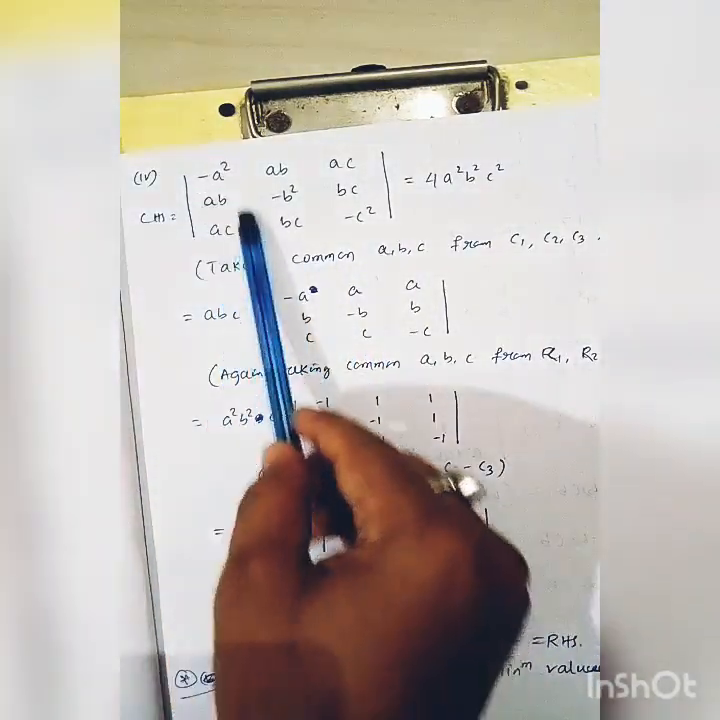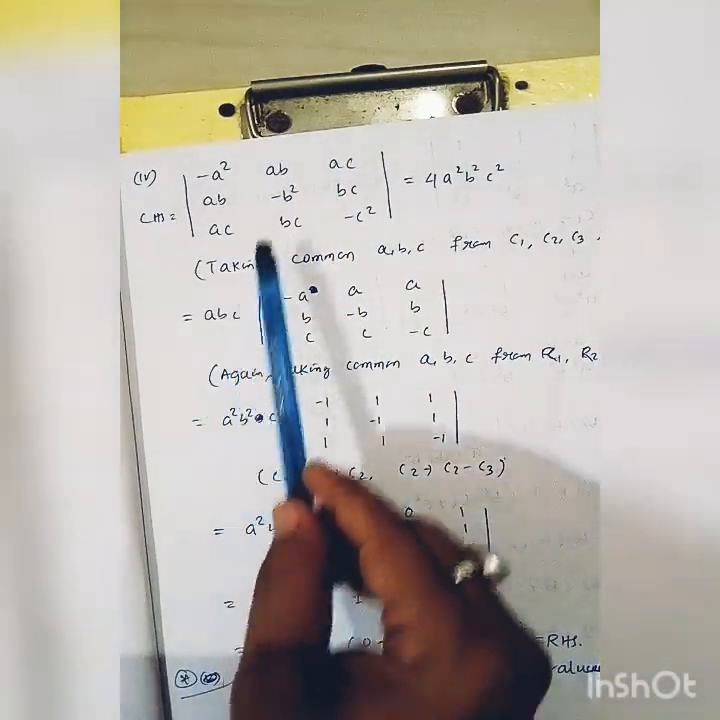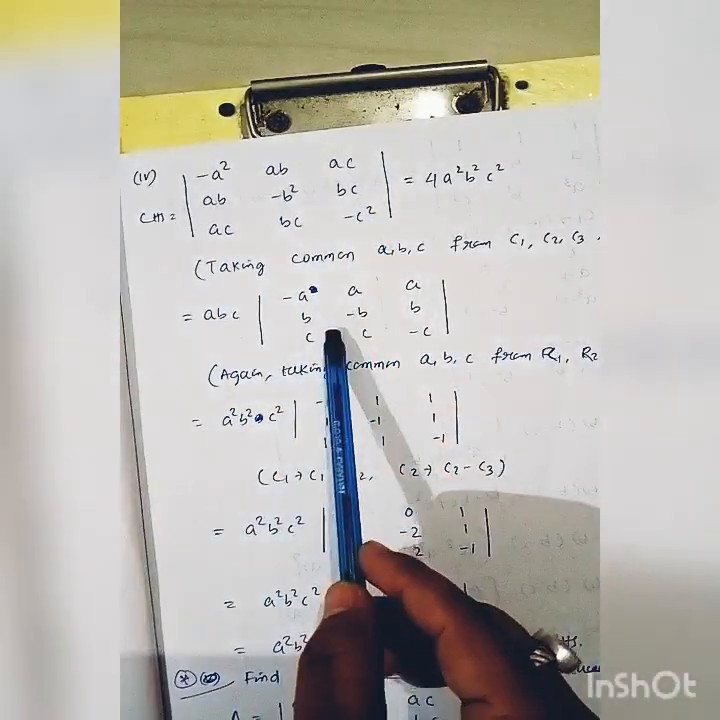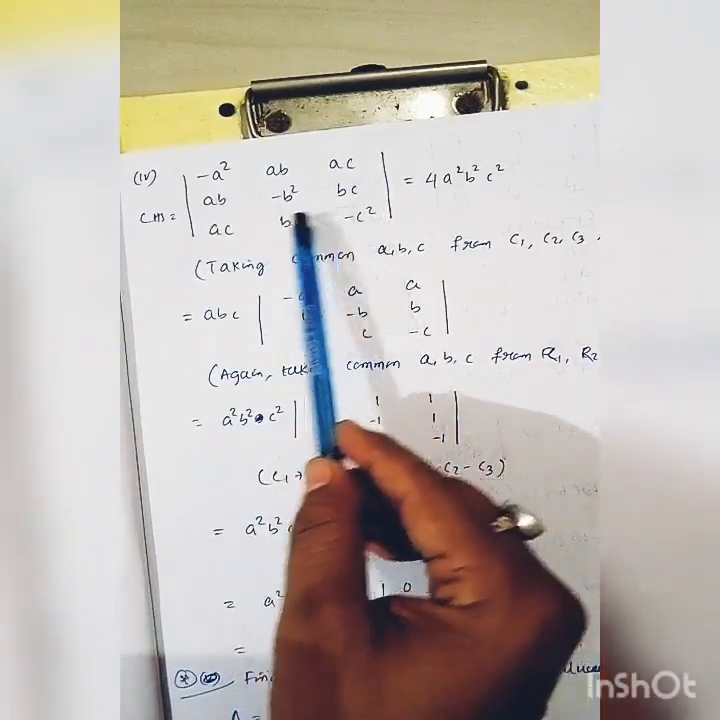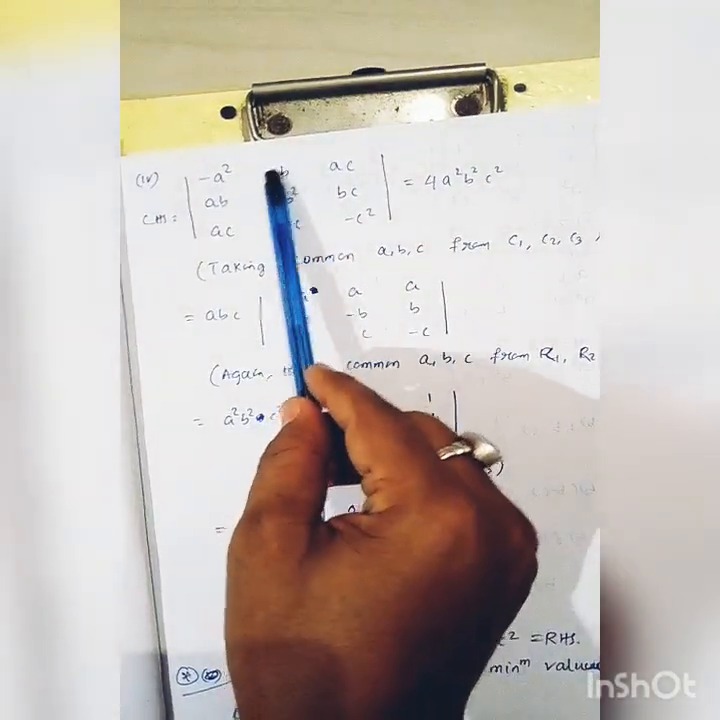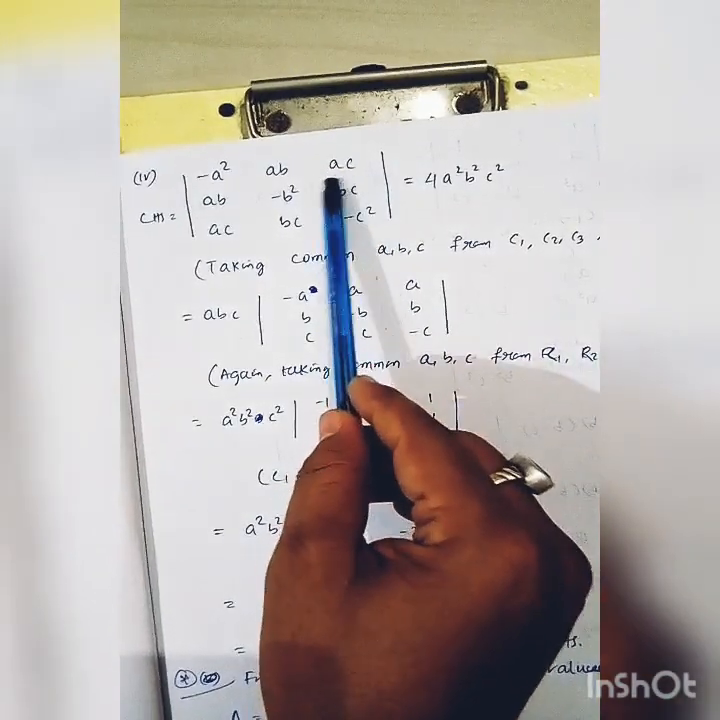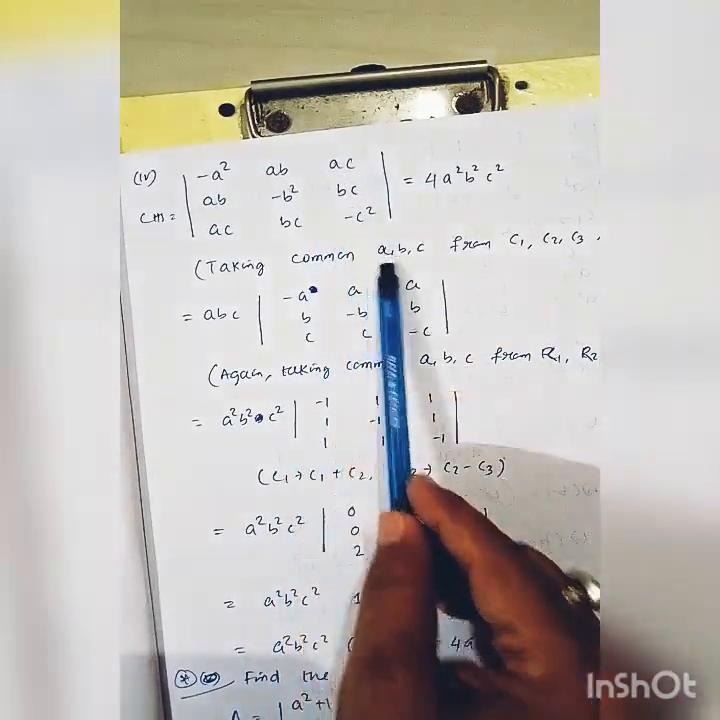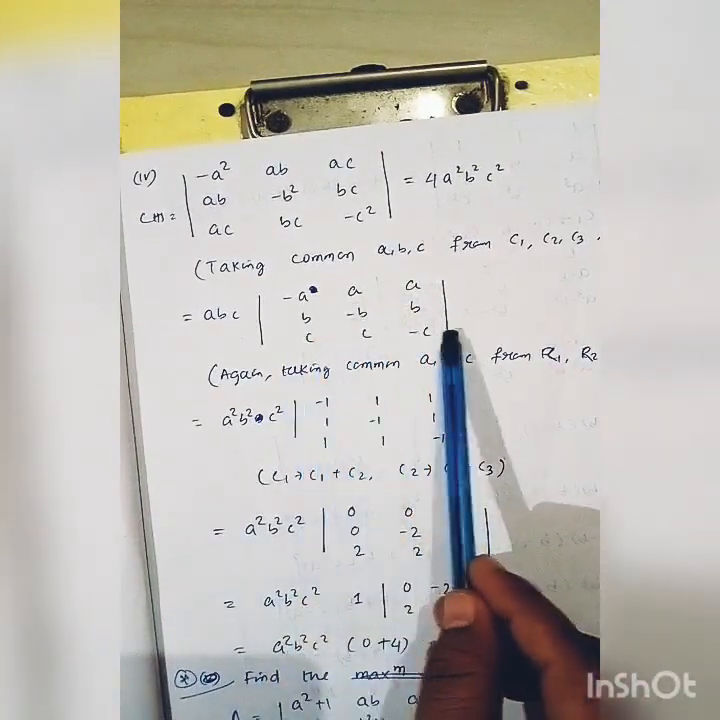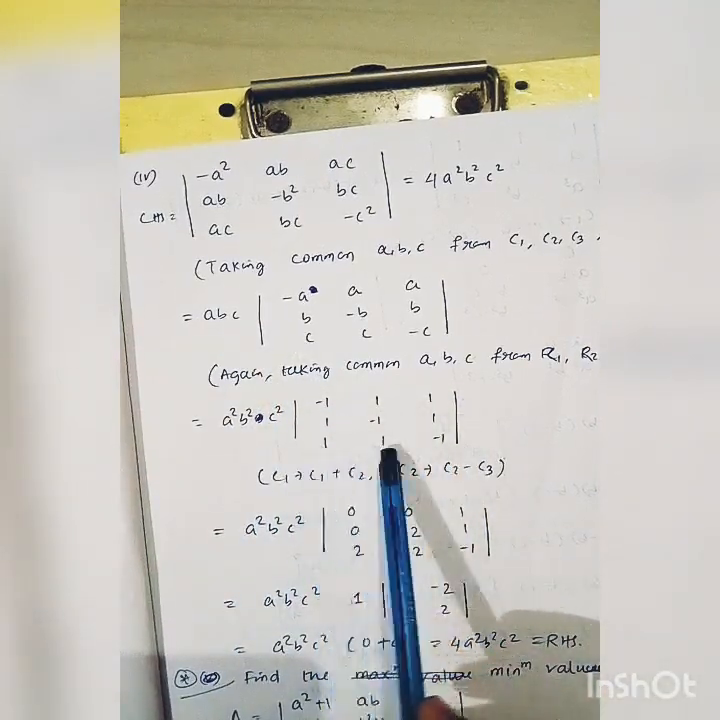By taking common a from column 1, b from column 2 and c from column 3, we get abc outside. Again it is minus a, b, c. It is a, minus b, c. By taking common a from column 1, it is minus a, b, c. Again b from column 2, it is a, minus b, c. By taking common c from column 3, it is a, b, minus c. Again taking common a from row 1, b from row 2, c from row 3, it is again abc, abc, a square, b square, c square, with minus 1, 1, 1, 1, minus 1, 1, 1, 1, minus 1.